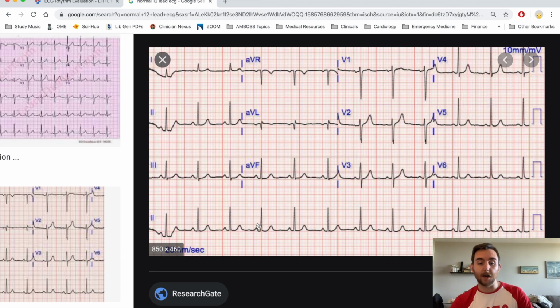Or you can look at the bottom, which is called the rhythm strip. Most 12 leads will have a rhythm strip on the bottom, and you can evaluate. If you see the P waves, they're before the QRS. The QRSs are after the P waves. And if you look at every P, QRS, T, they have that. The P comes before the QRS, the QRS comes after the P wave.